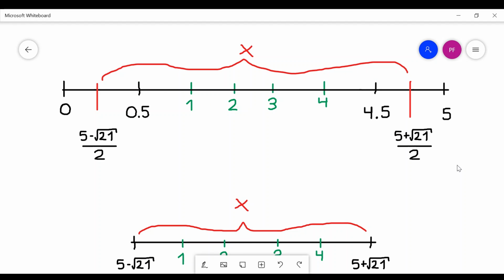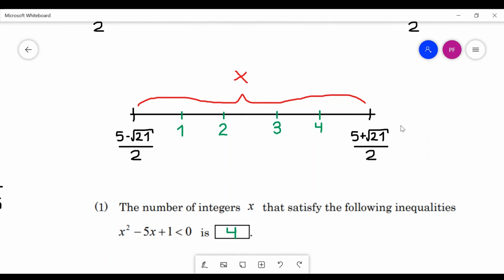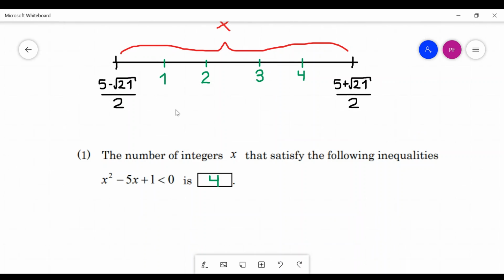Finally, both cases have 4 integer numbers. We can say that our interval of x between (5 minus the square root of 21) divided by 2 and (5 plus the square root of 21) divided by 2 also has four integer numbers. The number of integers x that satisfy the inequality x squared minus 5x plus 1 less than 0 is 4.